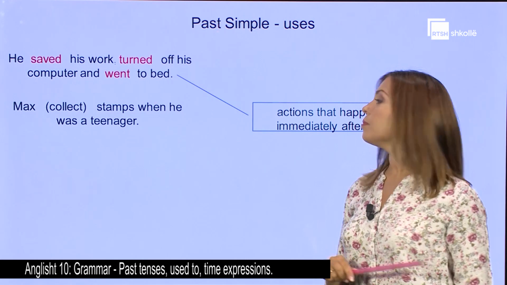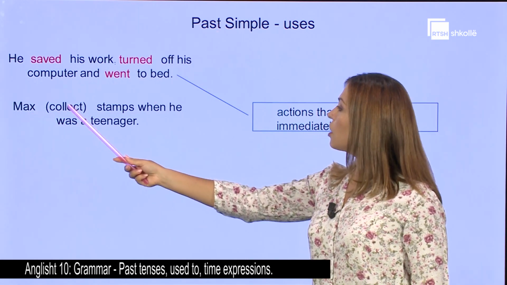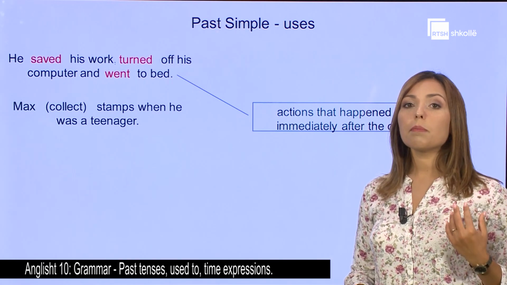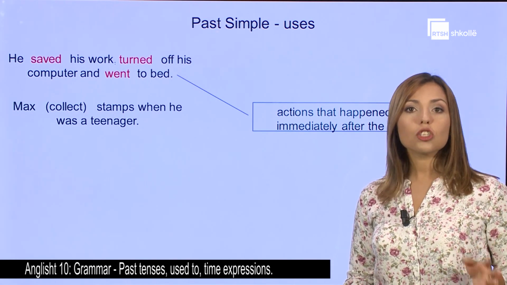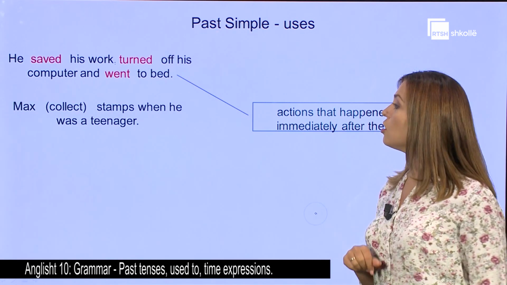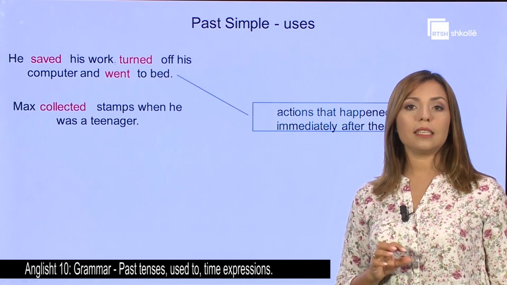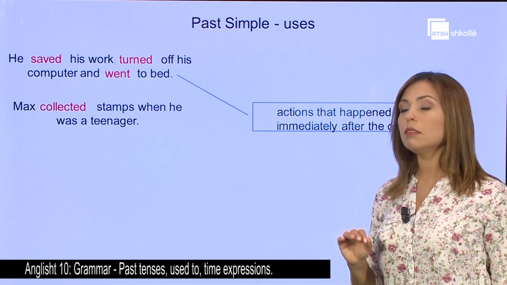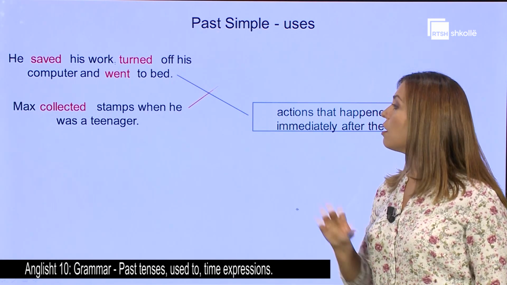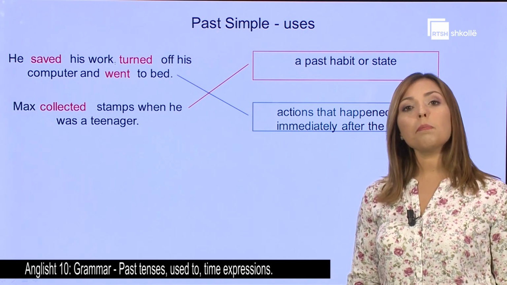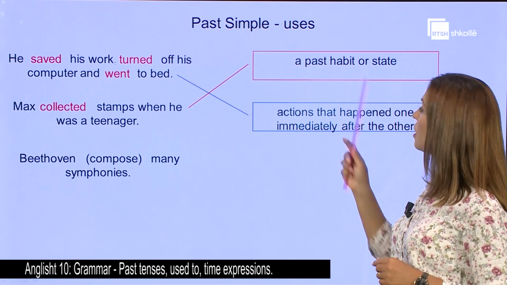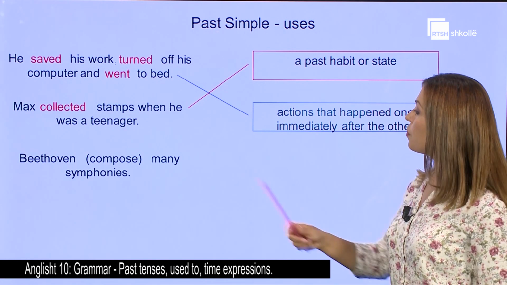Another example. Max collects stamps when he was a teenager. So it's something that he did in the past. He doesn't do it anymore. So put the verb in the past, ed in the end. So Max collected, ed, stamps. And we said that it's something that somebody did in the past and he doesn't do it anymore. It's a past habit. Let's move on.